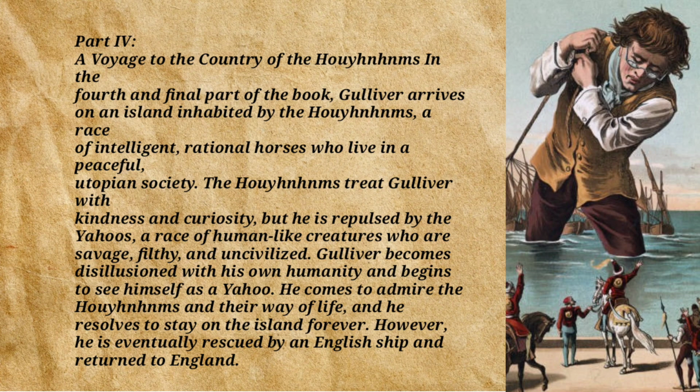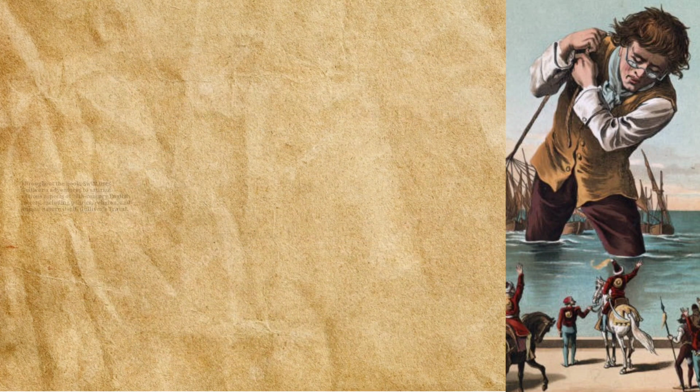Gulliver becomes disillusioned with his own humanity and begins to see himself as a Yahoo. He comes to admire the Houyhnhnms and their way of life, and he resolves to stay on the island forever. However, he is eventually rescued by an English ship and returned to England.